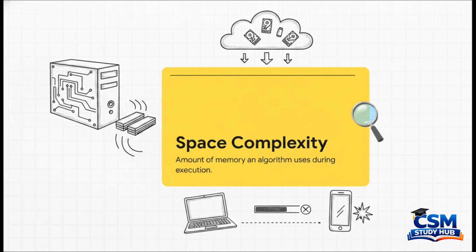The second big measurement here is space complexity. This is all about the amount of memory an algorithm needs while it's executing. Look, an algorithm could take 0 time to run, but if it demands more memory than your computer actually has, well, it's going to fail. Grasping space complexity helps us conserve memory, which is a total game changer for writing efficient programs, especially when you're working with devices that don't have a lot of storage to spare.